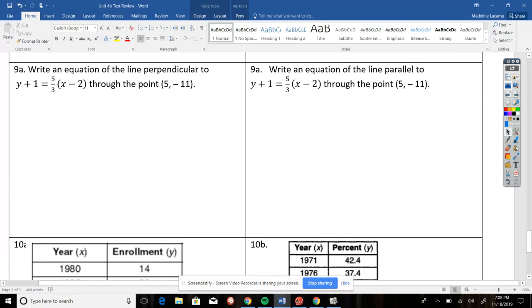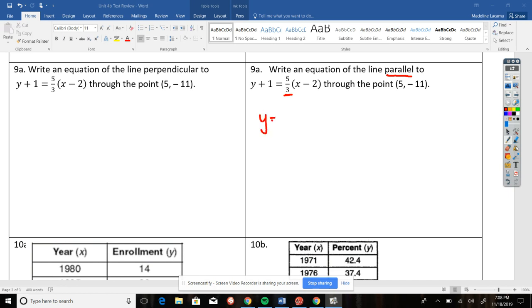9a says write an equation of the line parallel to y plus 1 times 5/3 x minus 2 through the points 5, negative 11. So all we need from this equation is the slope. So our slope here is 5 over 3. And if it's parallel, slopes are the same. So we need our slope to be 5 over 3.